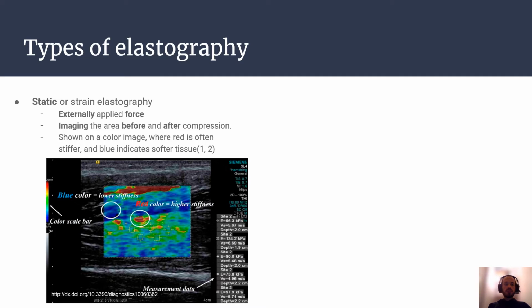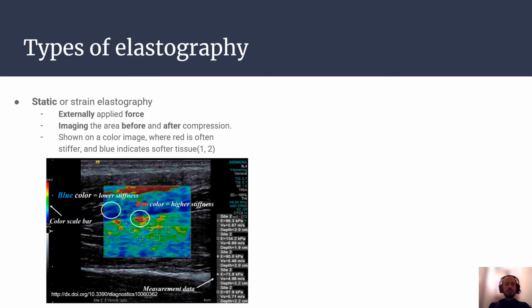Tissue stiffness is shown on a color image, where blue is often stiffer and red indicates softer tissue. This image here on the left side illustrates a typical elastogram over a grayscale B-mode ultrasound image, where red areas are stiffer than blue areas.